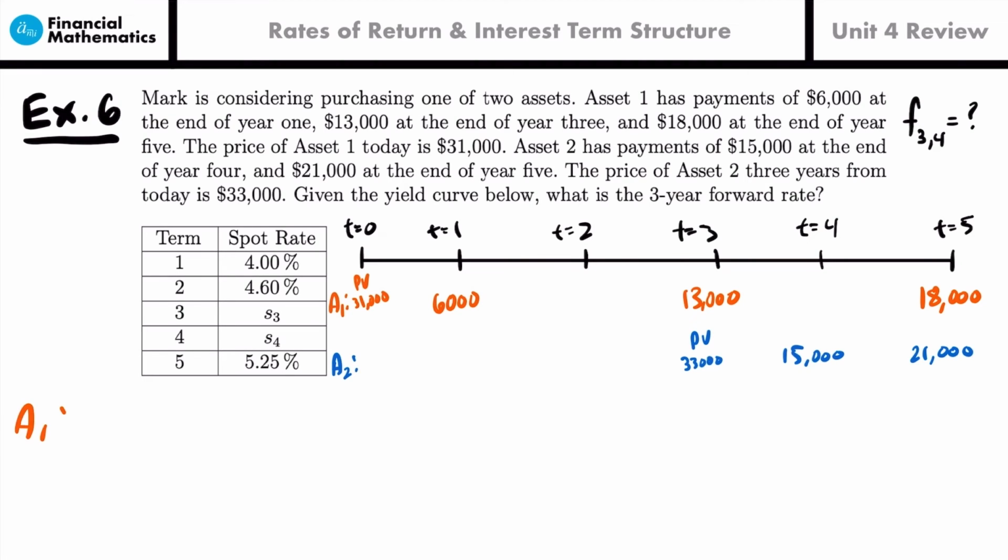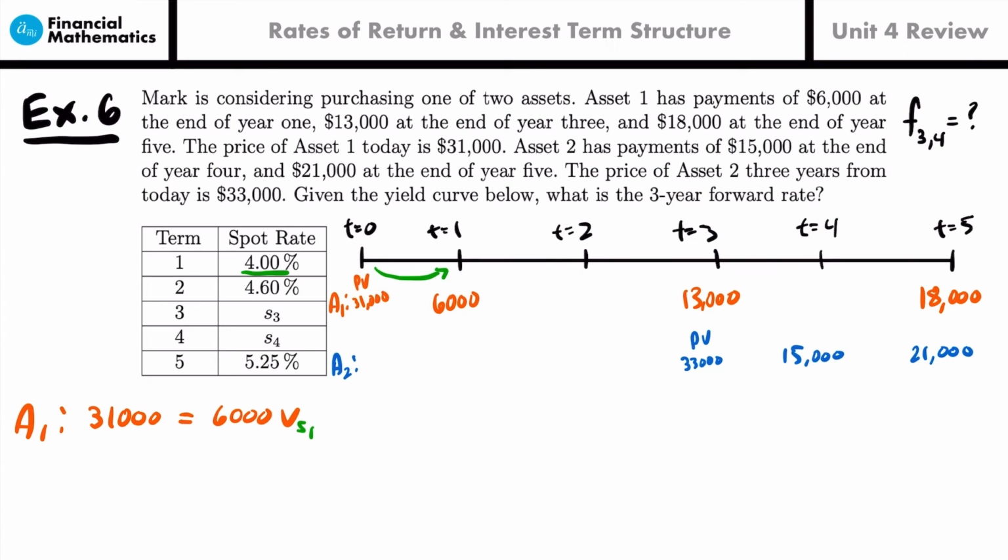For asset 1, we have $31,000 is equal to these 3 cash flows valued at time 0. Let's start with 6,000. We'll have 6,000, but it needs to be brought back 1 year. So we're going to be multiplying by a present value factor to the first power, but what interest rate would we be using? Well, we would be using a spot rate for a 1-year term. This spot rate right here, 4%, is used for a term length of 1 year starting from time equals 0. So we are going to use S sub 1 for that present value factor.